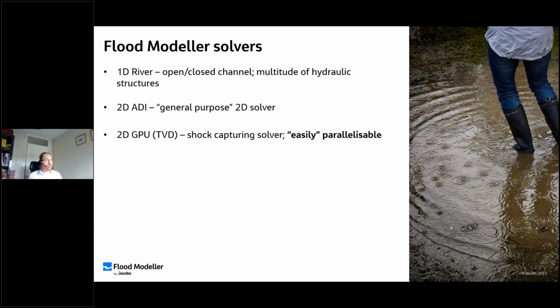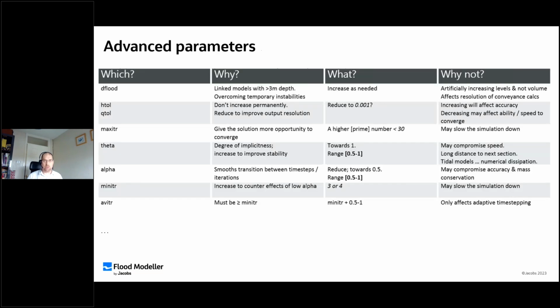which handles discontinuities a lot better than the ADI scheme, which I'll talk about a bit in the future. And the good thing about that is it's easily parallelizable. It's easier to parallelize than the ADI scheme, and that's why we've chosen that one to go forward with, with putting it on the GPU. And then we have the 1D urban solver, which is primarily used for our subsurface drainage networks. I'm not going to talk about any parameters on the 1D urban, so the parameters I'm focused on today will be those top three, so 1D river and 2D.